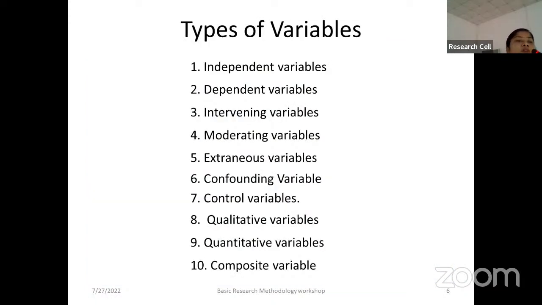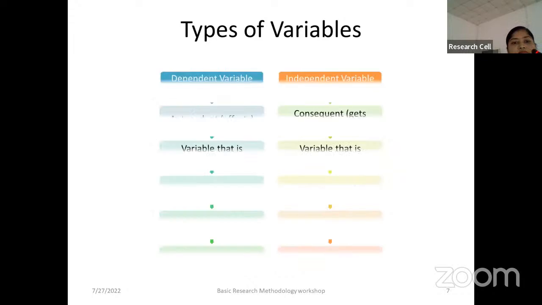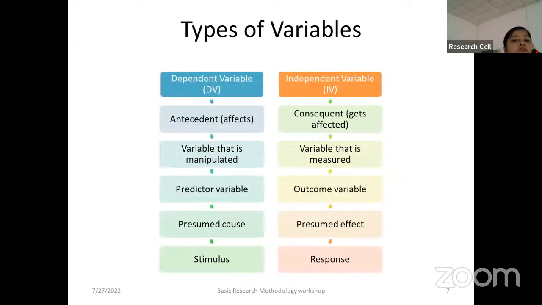Now coming to the different types of variables, what are the different types? We have 10 different types of variables: independent, dependent, intervening, moderating, extraneous, confounding, control, qualitative, quantitative, and composite. So these are the different types of variables. Let's begin with the first two types, dependent and independent. They are just opposites to each other. We have explained it in one slide.